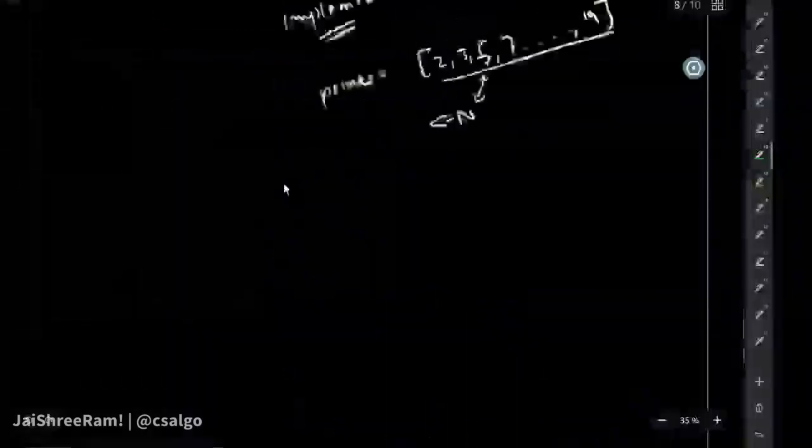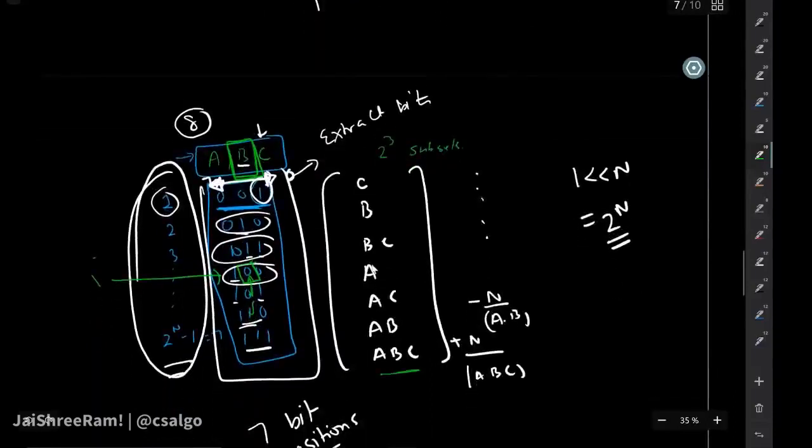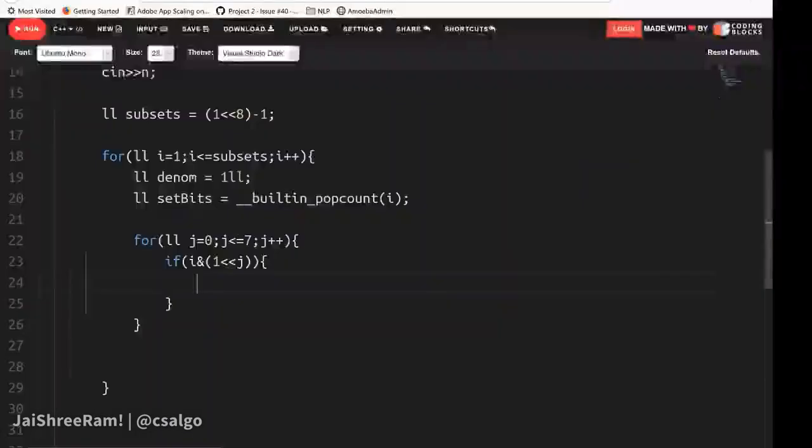So you can say we are talking about the ith row here, and we are talking about the jth bit. If this bit is set, I'm going to pick that prime number and multiply it with the denominator, so that I can make this product of ABC, AB, AC, BC, and so on. So denominator is going to be denominator into primes of J.